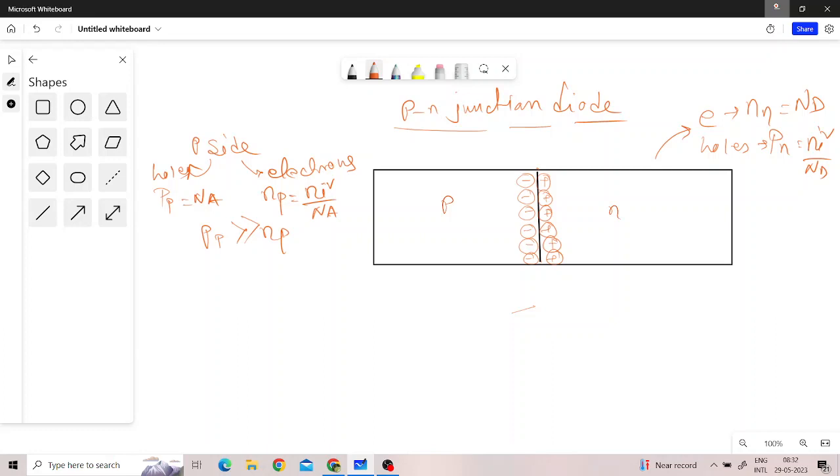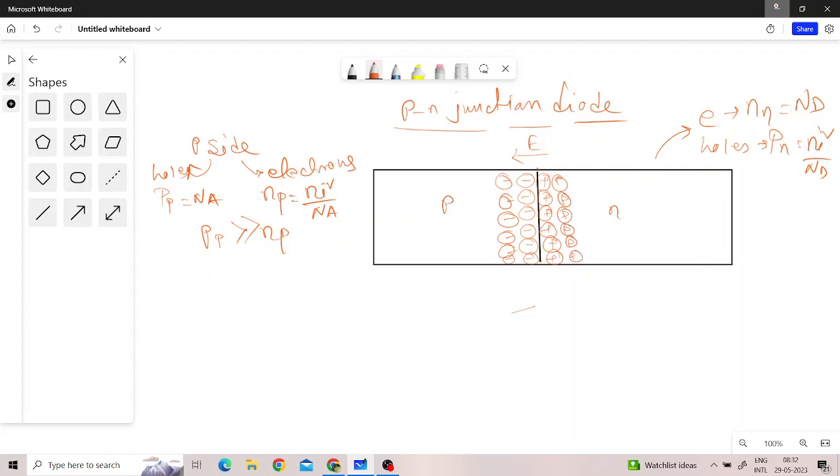So as the diffusion is happening here, there will be a diffusion current. Okay, and you can see there are positive ions and negative ions. So there will be an electric field in this direction. So as more diffusion happens, the strength of the electric field will be much greater.